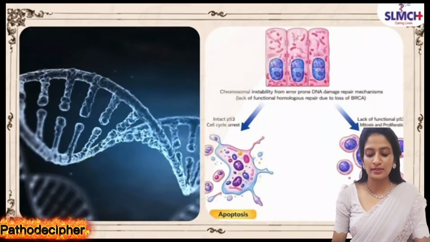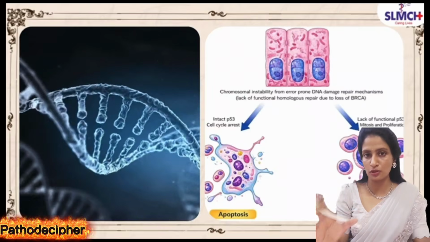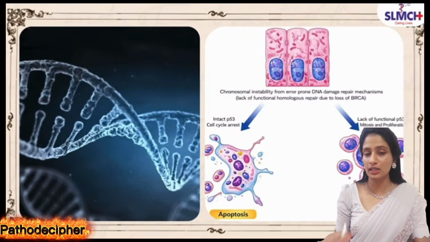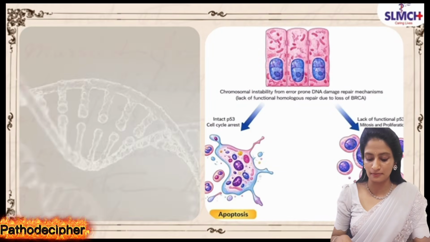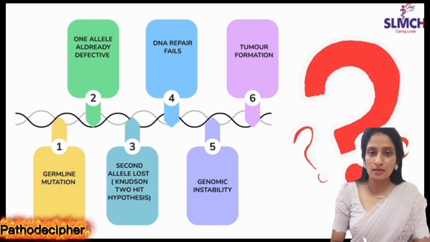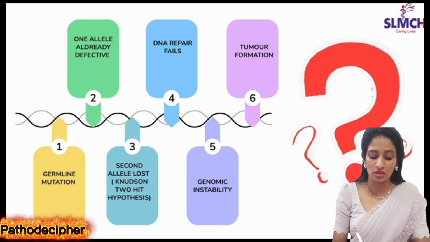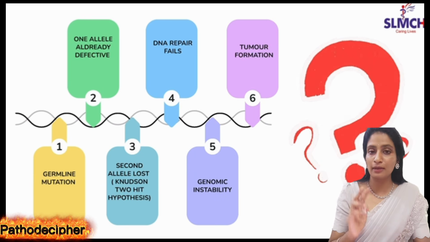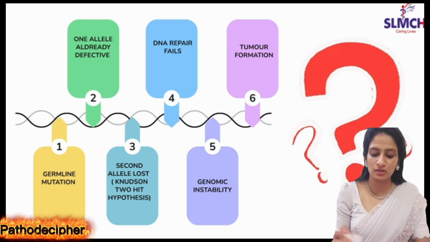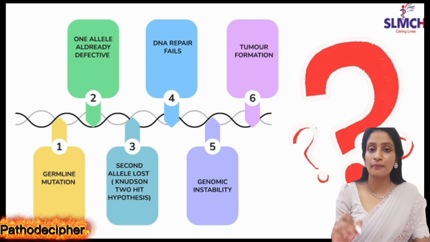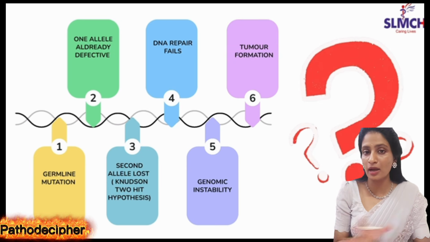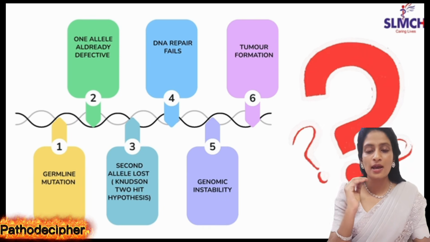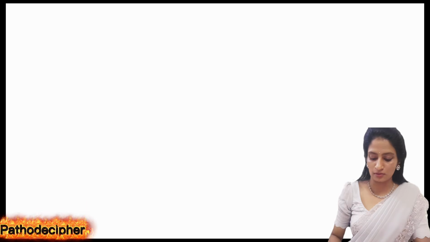Okay, so here is a simplified diagram. Wherever there is instability in any tumor suppressor gene, either the cell should undergo apoptosis or cell repair, or finally, if nothing happens, it moves on to malignancy. So how does this happen? This BRCA gene defect can be a germline mutation, where one allele is already defective, or it can be the Knudsen two-hit hypothesis, where the second allele defect happens later, or it can be DNA repair failure. Finally everything adds up and leads to genomic instability. Once there is instability in the genome, it will ultimately lead to tumor formation.